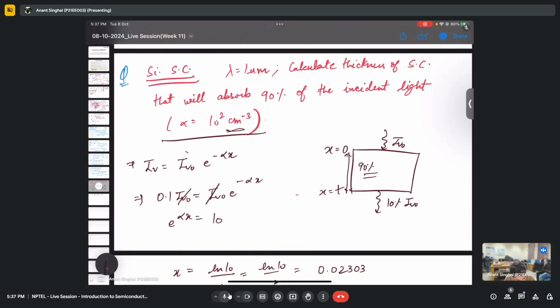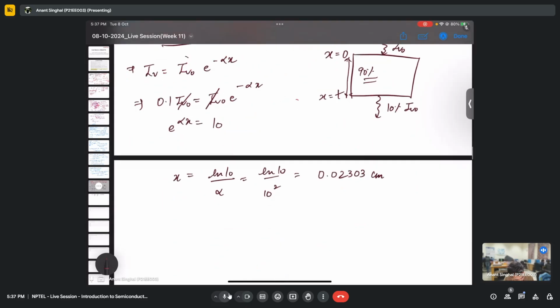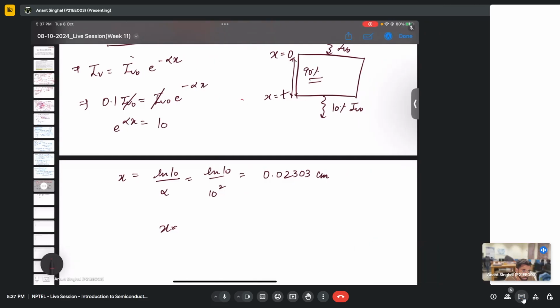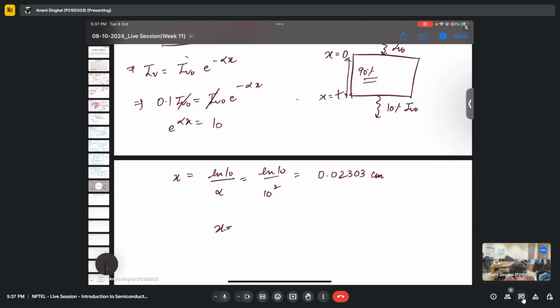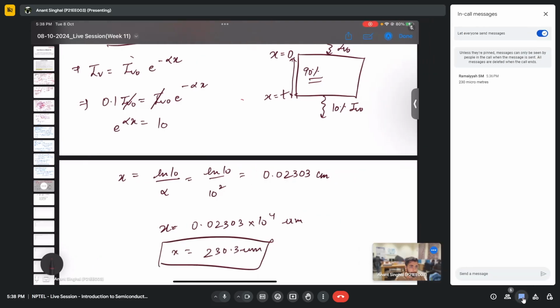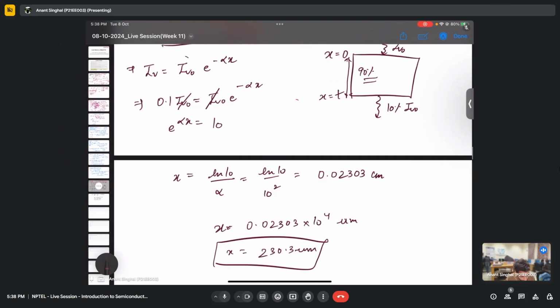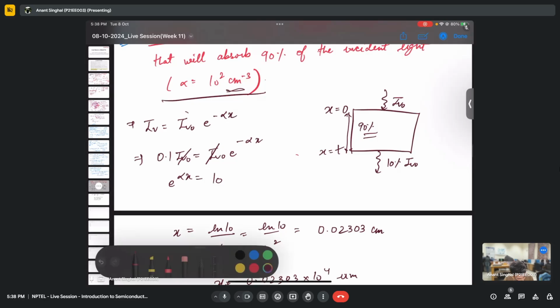Everything in the question is in centimeters, so this is in centimeter, and you have given the answer in micrometer, so we can convert that. So this is 0.02303 into 10 raised to power 4 micrometer, which is 230.3 micrometers. Yeah, so that is correct. I guess you have written the same. So this is the correct answer. It's good that you have understood it.